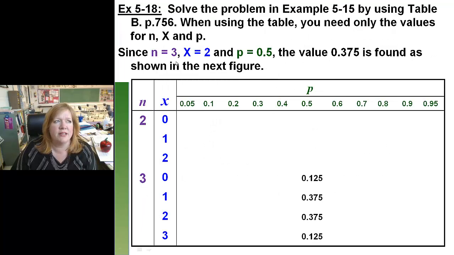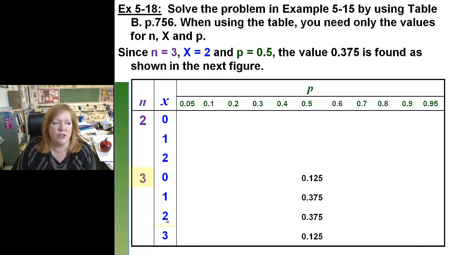So let's look at this guy, 5-18. Here's our example. Solve the problem in example 5-15 by using the table, page 756, table B. When using the table, you only need the values n, x, and p. Very nice. So this is kind of a mock-up of what the table looks like. Since n equals 3, we go down this far left column to 3. And x equals 2, so from 3 you got 0, 1, 2, 3. Notice how x is between 0 and 3, and it goes up by whole numbers.